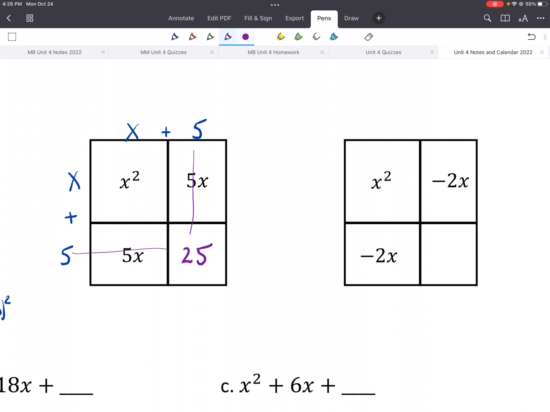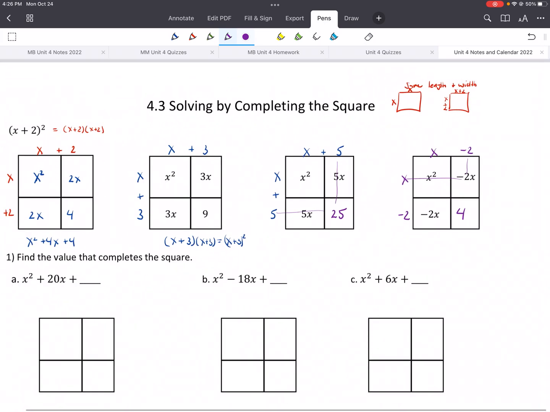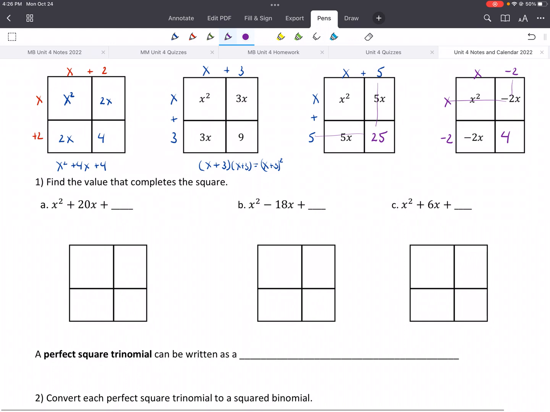Now hold on tight. This will make sense in a little bit. For the last two, you can give that a try. x times x is x squared. This would need to be negative 2, because negative 2 and x gives you negative 2x, and the same thing here. To complete this square, this box would have to be a positive 4. So for these problems, I want you to what's called complete the square.